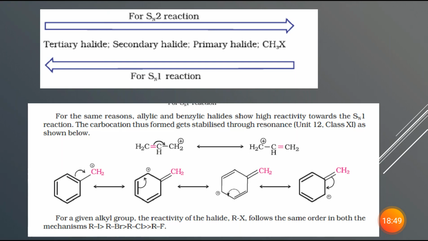Why is RI reactive? Iodine is a very bulky group. R means carbon. Carbon is a very small group. So carbon cannot hold on to iodine for a long time because iodine is very bulky, so it will come out very easily the moment a nucleophile attacks. On the contrary, RF is the least reactive because the sizes of the carbon atom and fluorine are quite comparable. So fluorine does not want to leave carbon as fast as iodine does. This order is very important and it is the same for both SN1 and SN2 reactions.